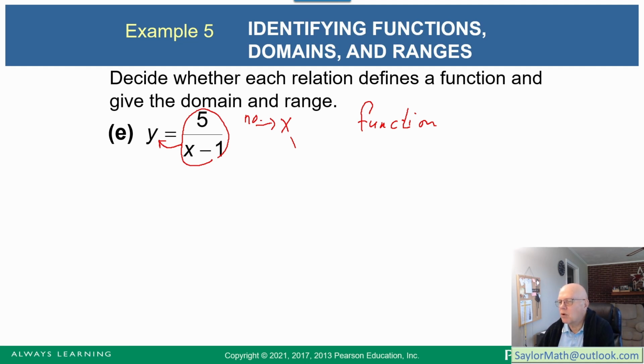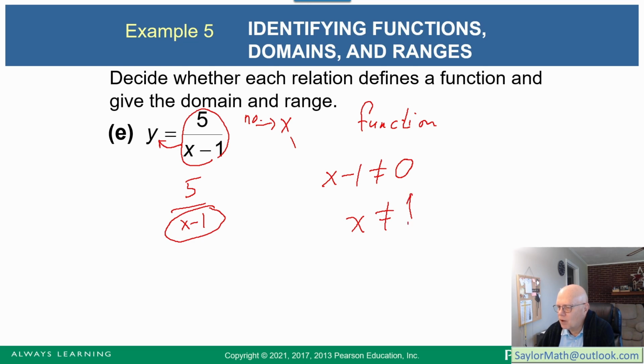Now here's something you want to write down, because notice with this 5 over x minus 1, well, 5 can be divided by just about anything except 0. So this number cannot be allowed to be 0. So x minus 1 is not equal to 0. Now, even though this is not equal, we can solve this for x. Add 1 to both sides. X is not going to be equal to a positive 1.